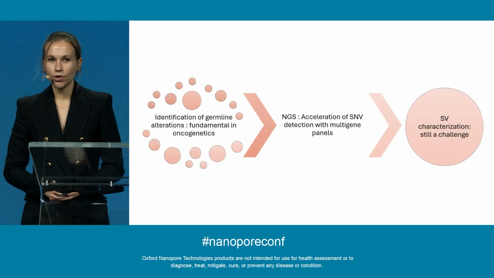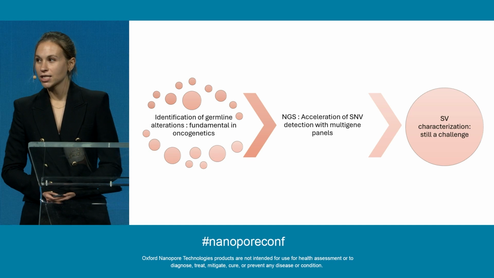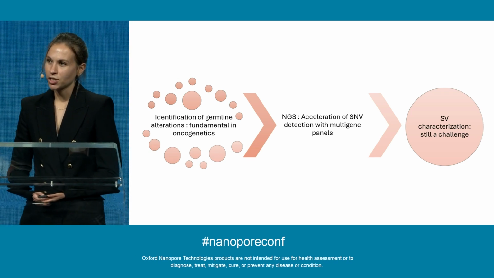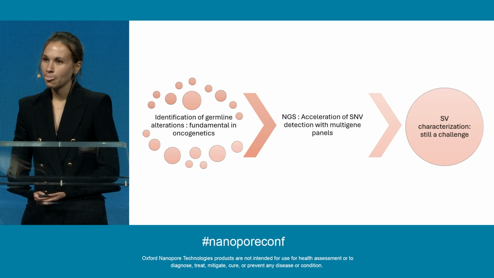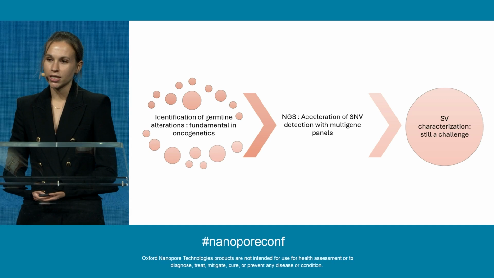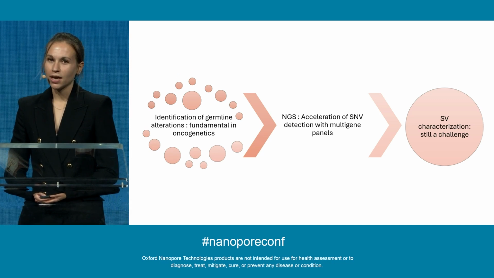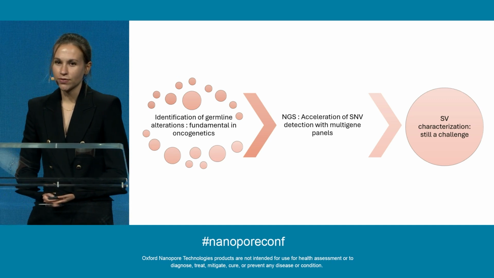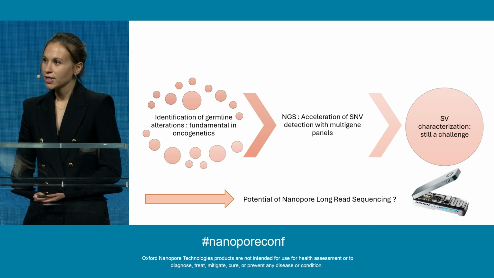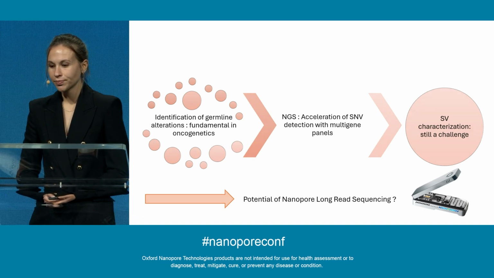As you may know, in oncogenetics, the identification of a pathogenic germline alteration has always been fundamental, as it will guide not only the immediate patient's management, but also their relatives. Within the last years, with the appearance of next-generation sequencing technologies and multi-gene panel testing, there has been an acceleration in the detection of single nucleotide variants. However, regarding structural variants, this is still a challenge. In this context, we wanted to see how nanopore sequencing could overcome it.